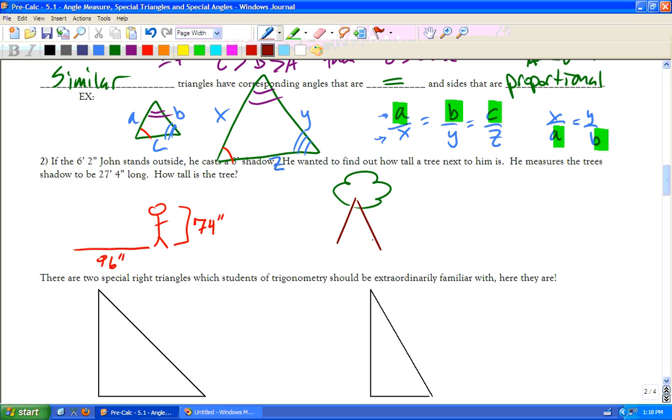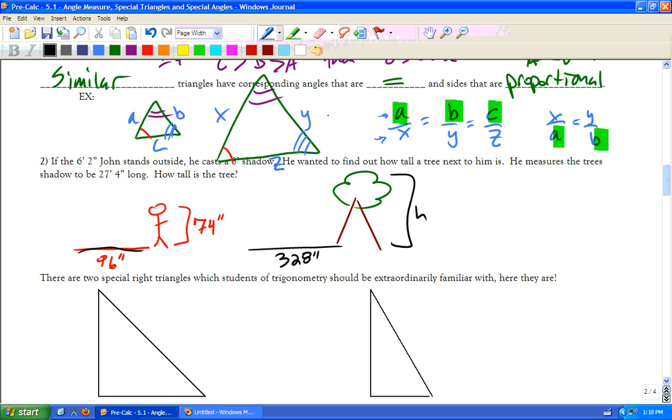Obviously not drawn to scale or drawn to prettiness. Most trees don't look that awkward. But he wanted to figure out how tall this tree is. We'll call that H for height. Now, he measures the tree's shadow to be 27 feet 4 inches long, which, another way, is 328 inches.